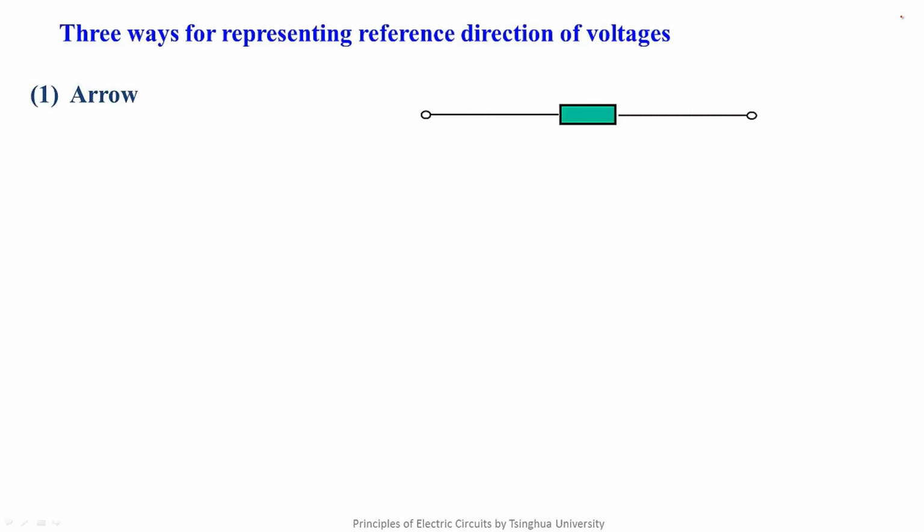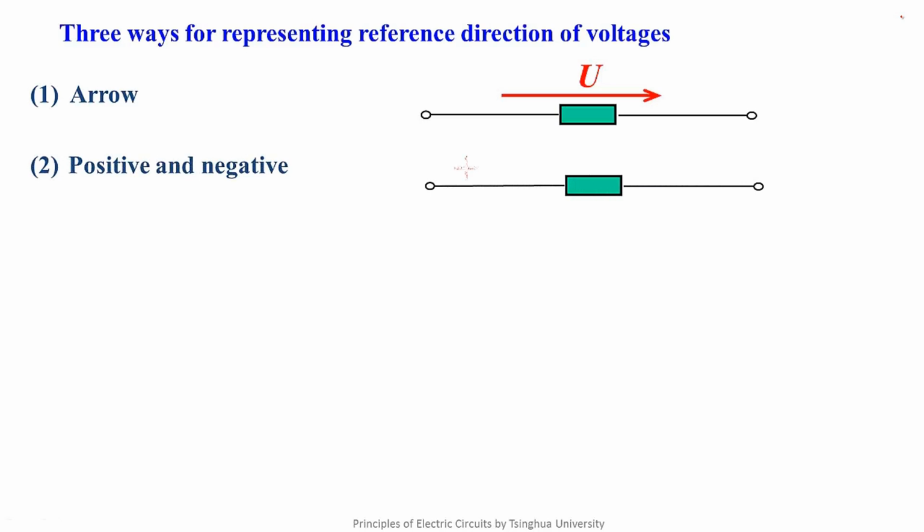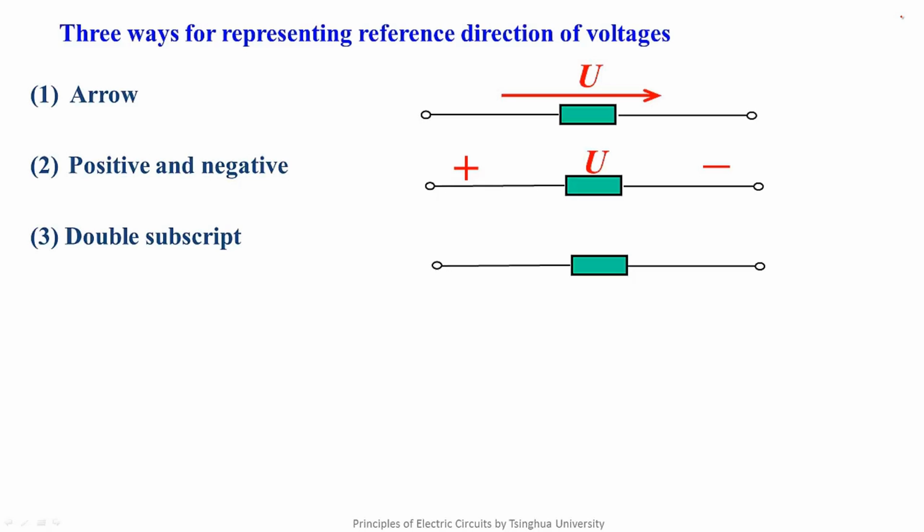The first one is arrow. It means that the potential is dropping with the direction of the arrow, or there is a drop of the voltage in the direction of the arrow. The second way is positive and negative. We think the potential of the positive terminal U is U volts higher than that of the negative one. The third way is double subscript. We think UAB represents the potential of A is UAB higher than that of B.